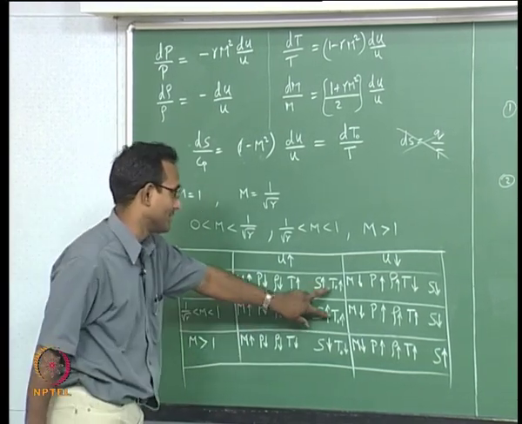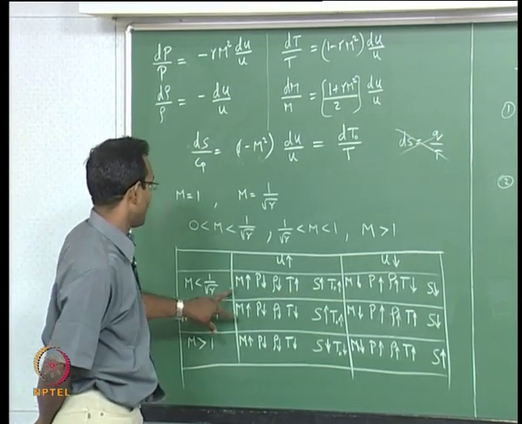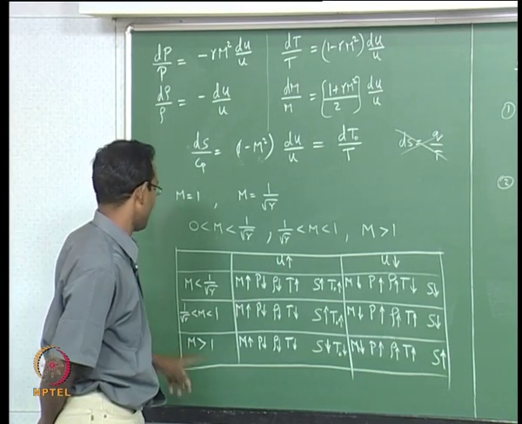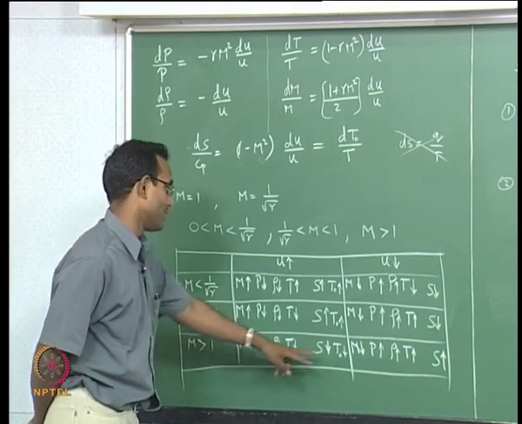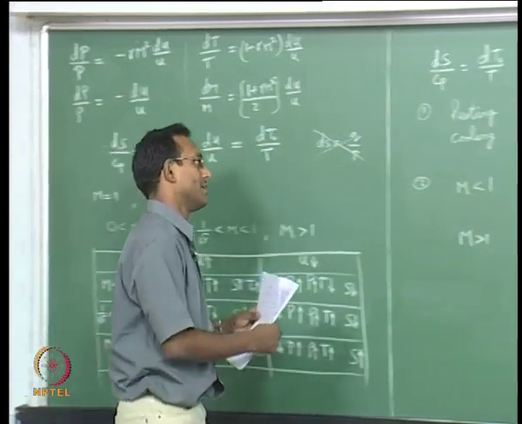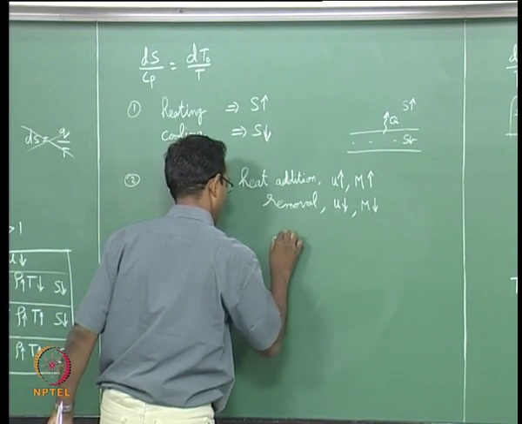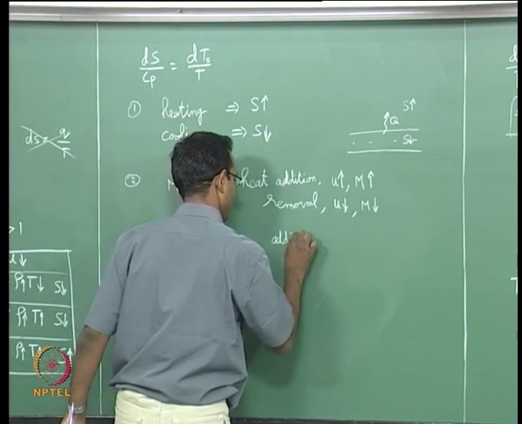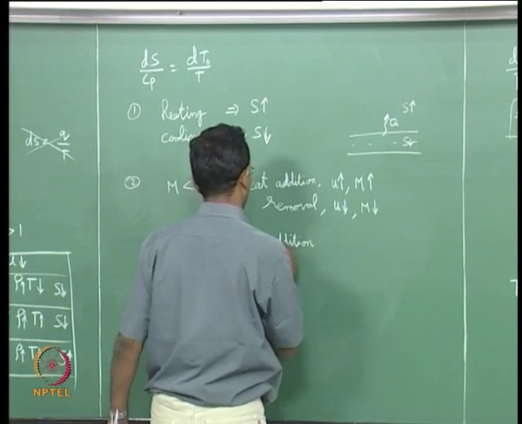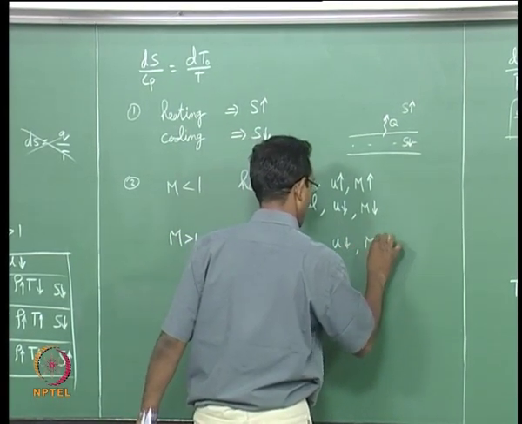If my T naught increases, I am heating the flow. I am heating the flow here and I am finding that my Mach number increases, my velocity increases for m less than 1. When it is m greater than 1, when I cool, then my velocity increases. Okay. So these arrows are going to be flipped across here. If I have heat addition, then U decreases, M decreases.